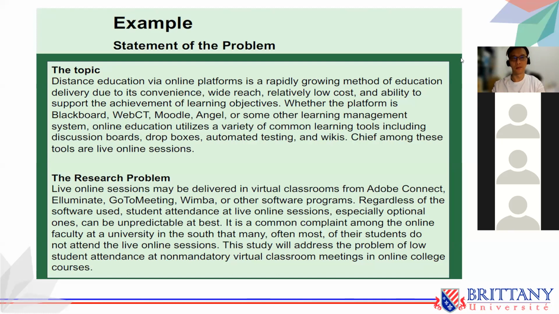In the university, they mentioned the South, let's say, for example, South University, they said for online classes in courses that are not mandatory, the student presence is low. So this is the problem. And the last sentence, if you read, the study will address the problem of low student attendance at non-mandatory virtual classroom meetings in the online college courses. So the objective is to increase the attendance of the students for the non-mandatory courses. So this is the problem.